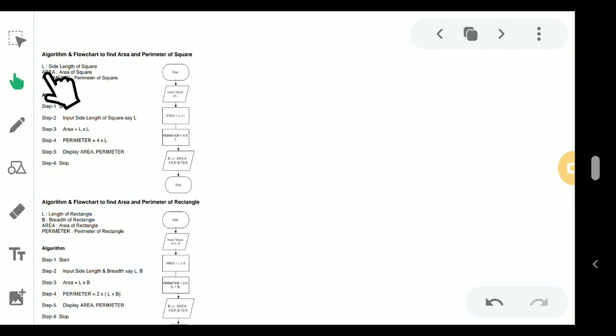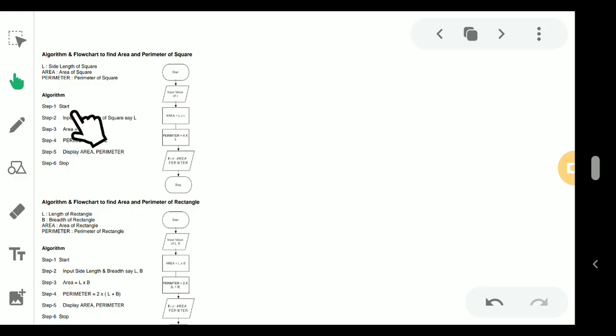What notation? Capital L, I am declaring L as the side length of a square. To hold the area result, I am declaring a variable called AREA, to store the resultant area. Another variable I'm taking is PERIMETER, all in capital letters, to hold the result of the perimeter of a square. So let's start the algorithm.